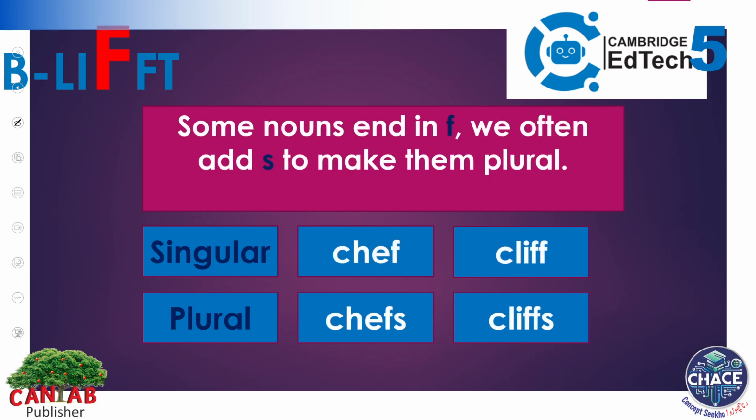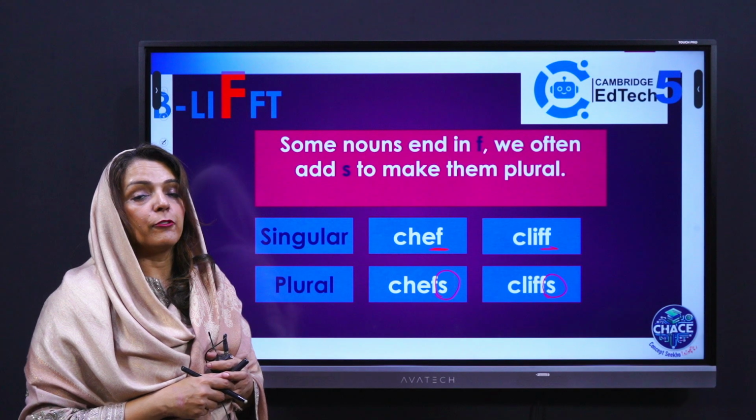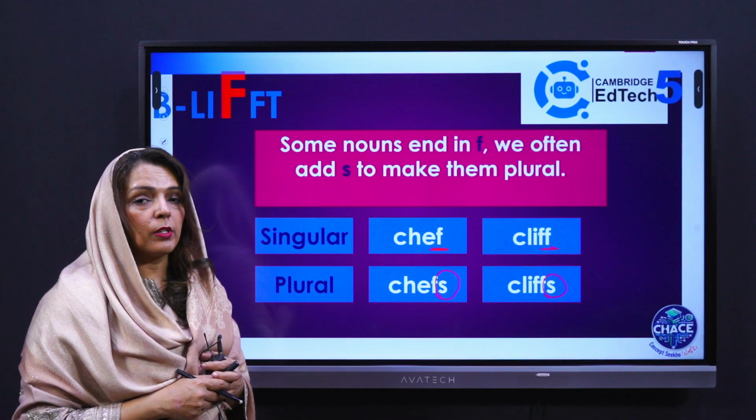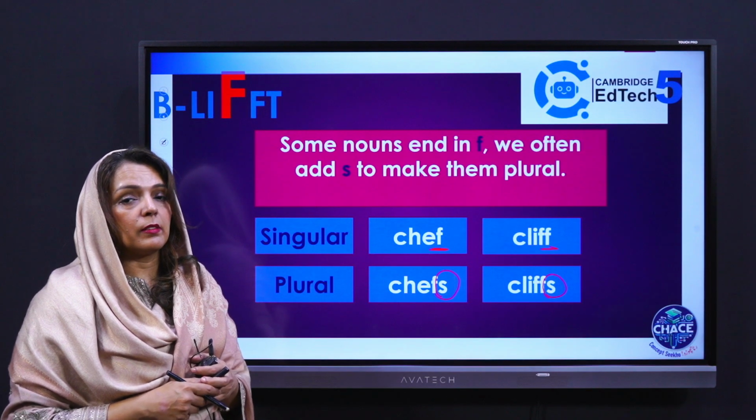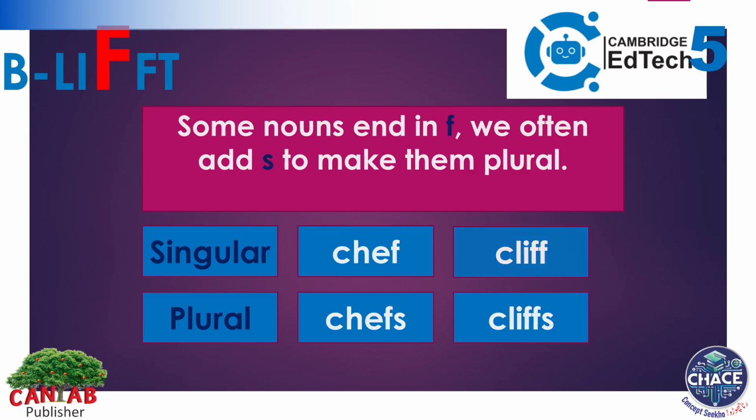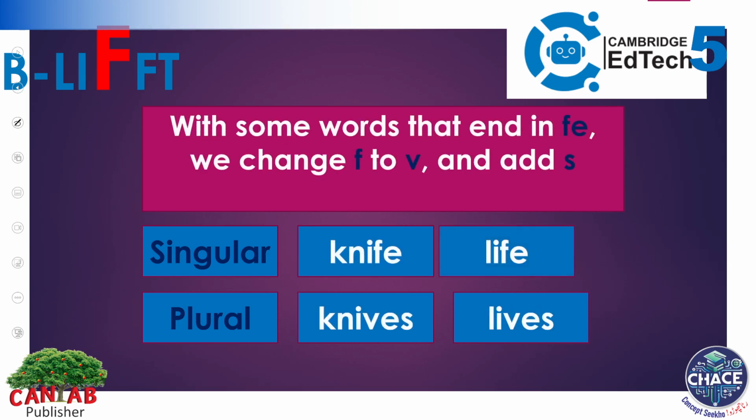There are certain words which end with f, but we do not replace them with ves. We only add s at the end of the word to convert them into a plural noun. And yes, you have to learn them by heart, which words accept s and which words accept ves. Now, there are certain other words out there. They accept ves, for example, knives and life with ves once again.